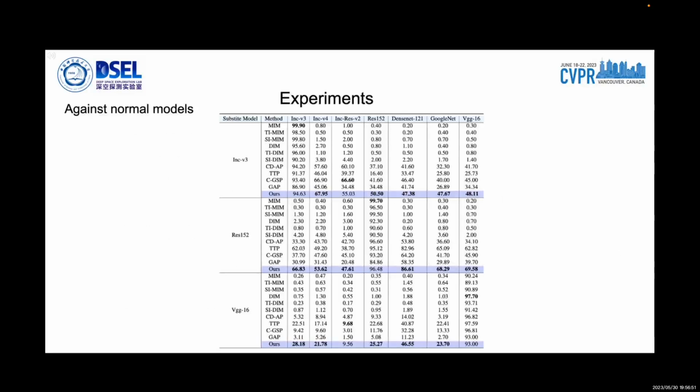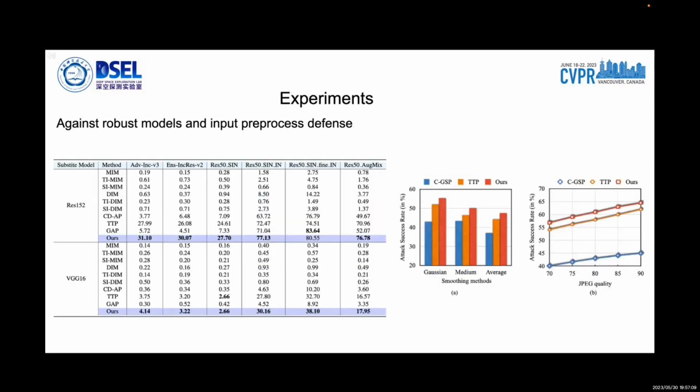Then, we conduct experiments to demonstrate the effectiveness of our method for targeted attacks against normal models. Among all baselines, our method can generate targeted adversarial examples with higher transferability than others. And we also test our method against robust models and input preprocessing defenses. These two figures show the superior performance of our method.